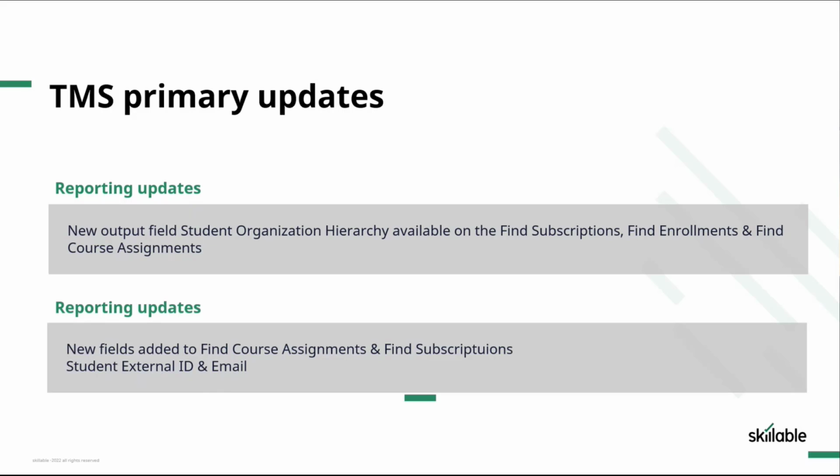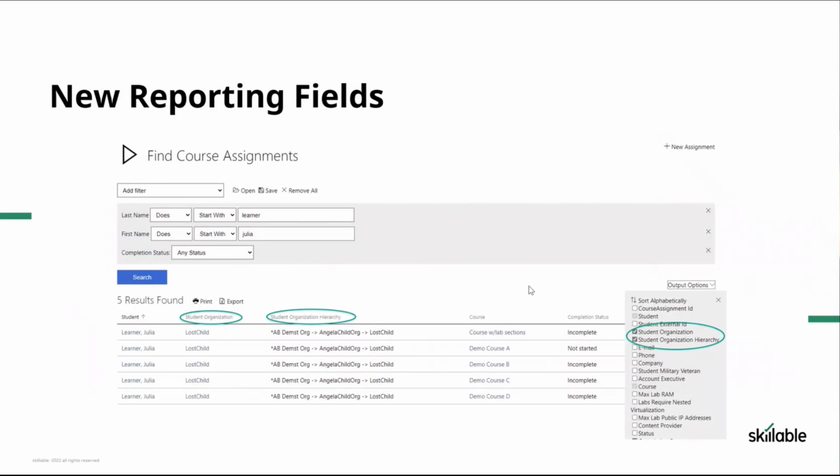So one of the problems a lot of customers had was, how can I reconcile internal user IDs in the customer's LMS with internal user IDs in our LMS? We now have new output fields which allow you to display those. Plus we've also got new search fields where you can type in, for example, the student external ID, and we will then show you the student that matches that.